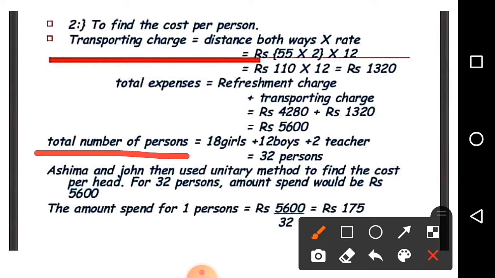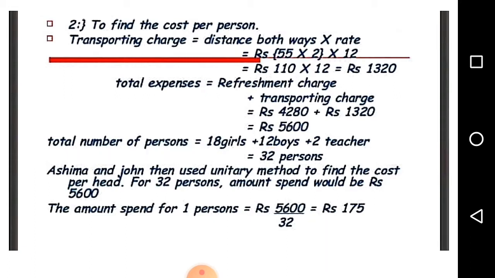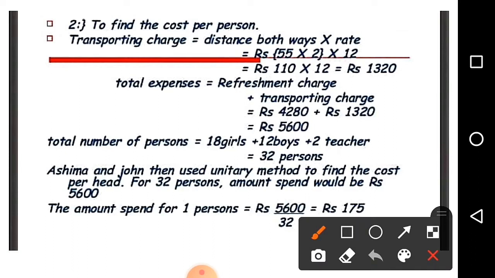So total persons are 18 girls and 12 boys. Plus they are telling that if two teachers also go along with them. So plus two teacher also we have to count. So total कितने persons हो गए? 32 persons. So we will add all this. So total will be 32. Now total is 32. Okay. So for 32 persons, amount spent would be rupees 5600. So this is the amount spent for 32 persons.